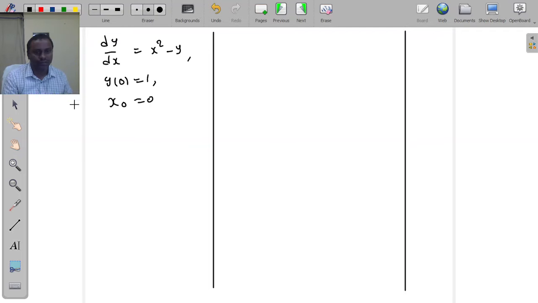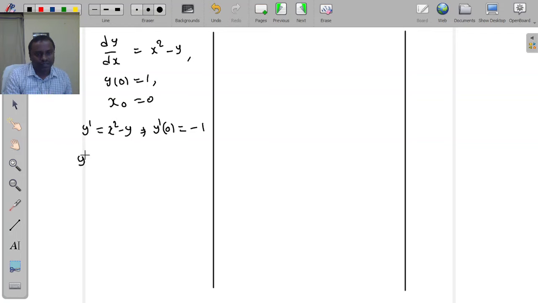Now what is the y dash? y dash is x square minus y. It implies y dash of 0: when x equal to 0, y will become 1. So 0 square minus 1, which is minus 1.